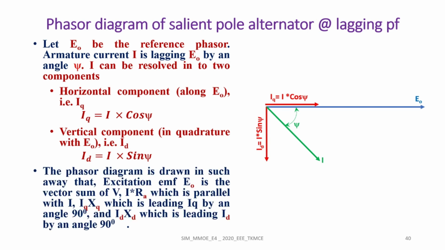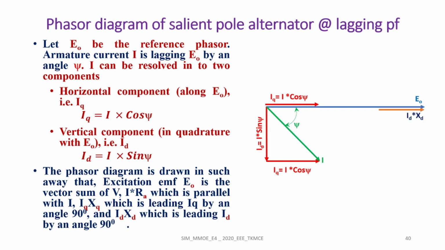The phasor diagram is drawn in such a way that excitation EMF E0 is the vector sum of terminal voltage, I into RA drop, which is drawn parallel with I, IQXQ, which is leading IQ by an angle 90 degree, and IDXD, which is leading ID by an angle 90 degree. So, based on this concept, from E0 we need to subtract all these drops. That is, we need to subtract IDXD drop, IQXQ drop, and I into RA drop from E0, we can obtain terminal voltage V. So first of all, let's consider IDXD drop. IDXD drop is leading ID by 90 degree. That we need to subtract from E0.